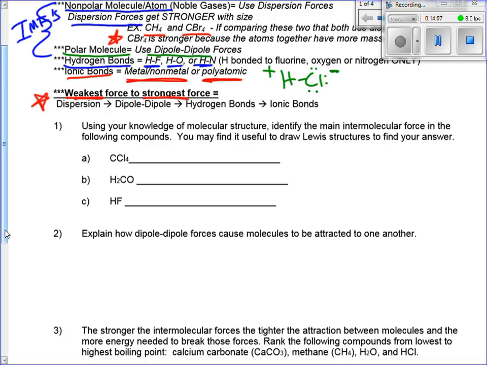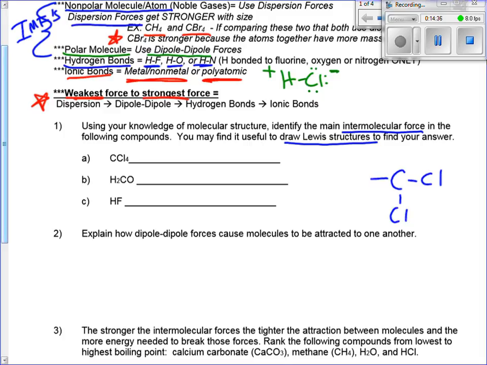So we're looking for the intermolecular force in the following compounds. You may find it useful to draw the structures. Okay? If you want to, you draw the structures to figure it out. Once you have done the shapes over and over again, they start to become repetitive, and you're like, oh, I know carbon tetrachloride. Oh, that's tetrahedral. And it's got the same ligand, so it's got to be nonpolar. Okay? But if you're not to that point where you can recognize it, then draw it out.